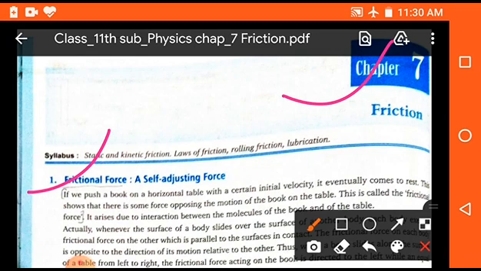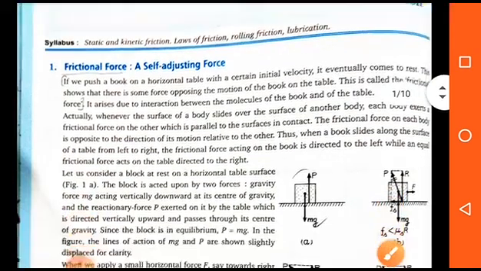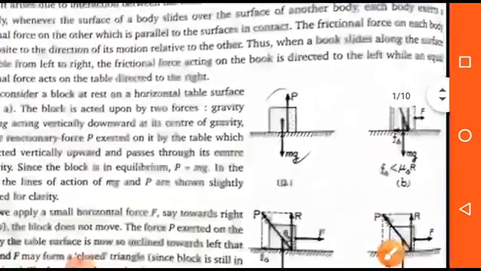It is also known as self-adjusting force. You know that when we apply a force on any object, the object starts to move, and after some time it stops. That means a force is working in the opposite direction of that object, and this opposing force is known as frictional force. Clear? So this is the proper definition of frictional force.